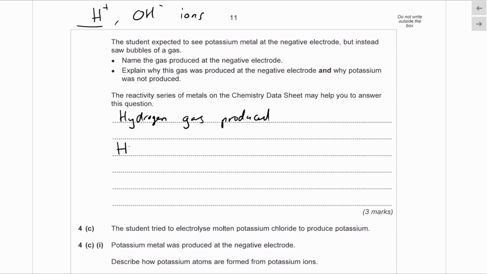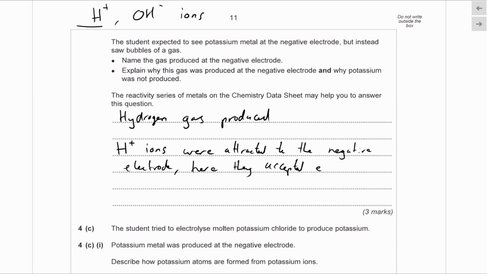So, H+ ions were attracted to the negative electrode. Here, they accepted electrons to form hydrogen.